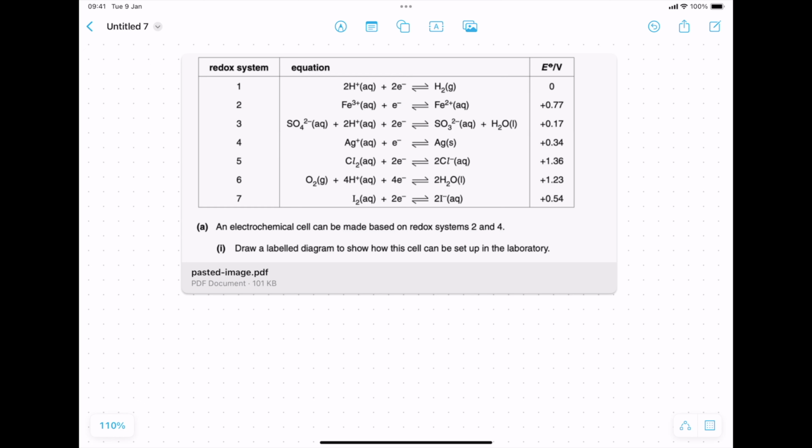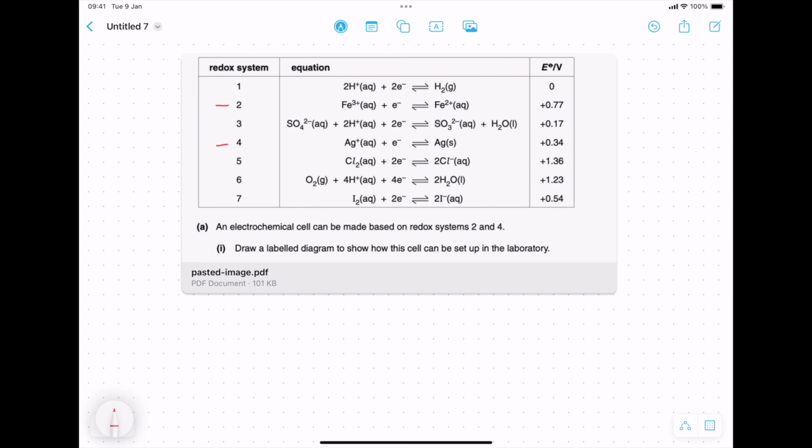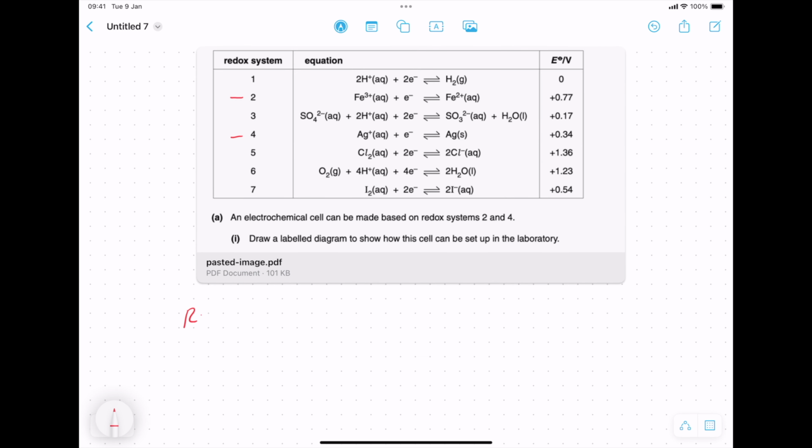So we've got a table of some redox half cells, and you can see the question is asking us to make a cell from system number 2 and system number 4. So that's the Fe3+/Fe2+ system and the silver system. A couple of rules to discuss to get you going in this construction.